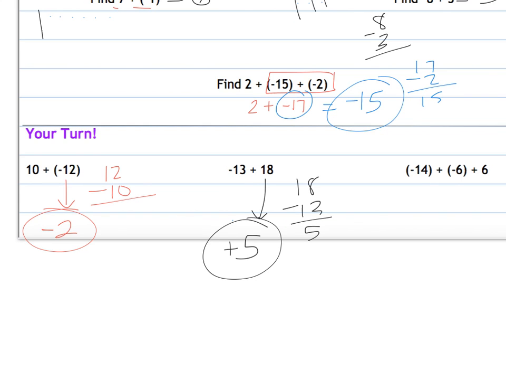And then one more, add their negatives. Negative 20 plus 6. Negative 20 has a greater absolute value, so we keep the negative. 20 minus 6 is 14.